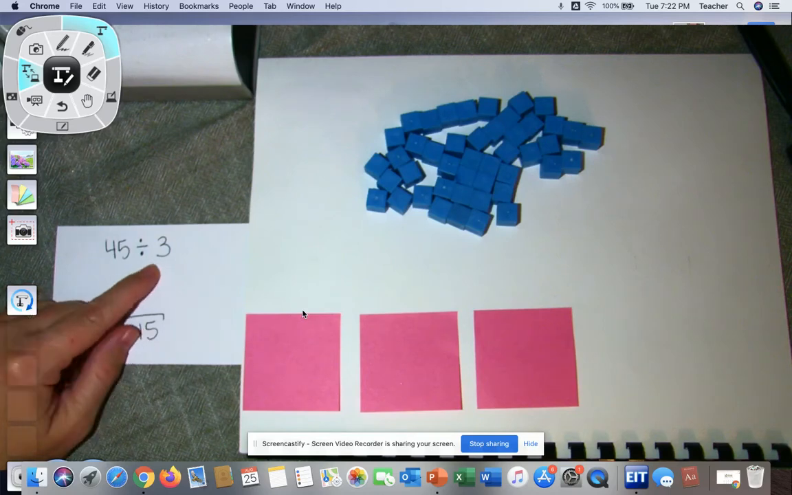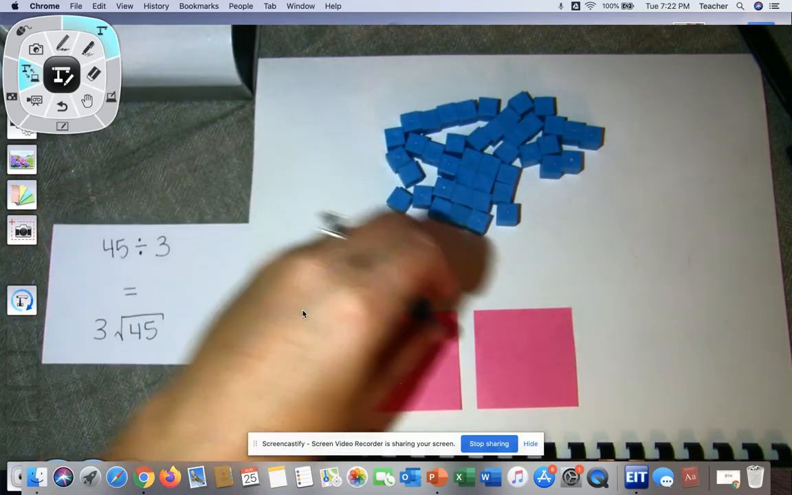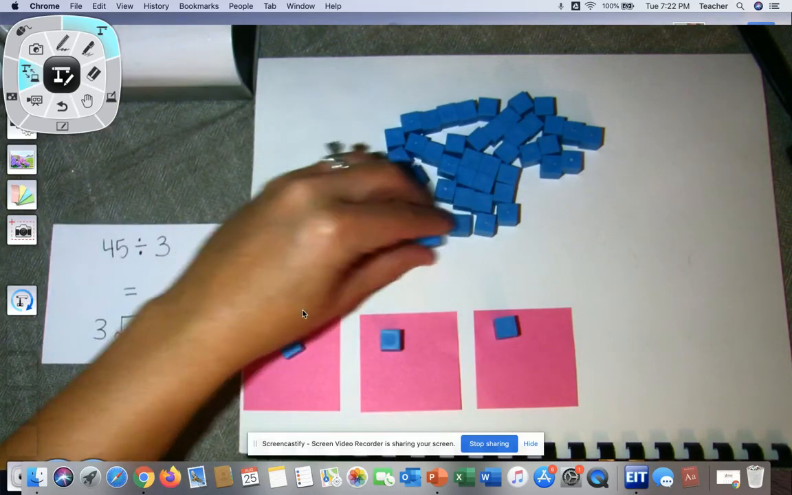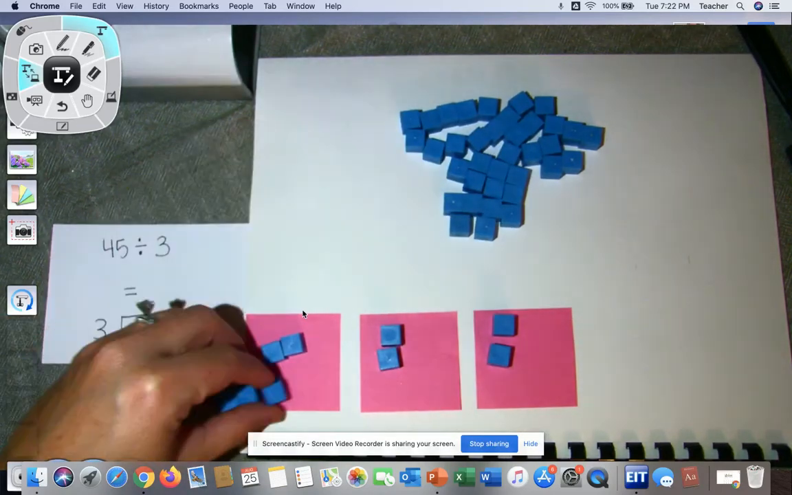So really what we're going to do, without needing to know any multiplication facts, is split it into 3 groups. What we're going to physically do is put 1 in this group, 1 in this group, 1 in this group, okay? And we're just going to keep doing that until all these blocks at the top are gone.